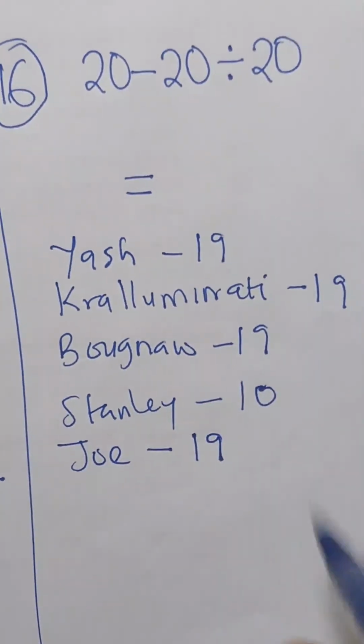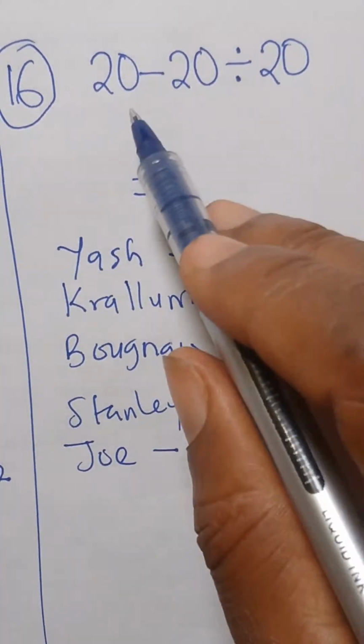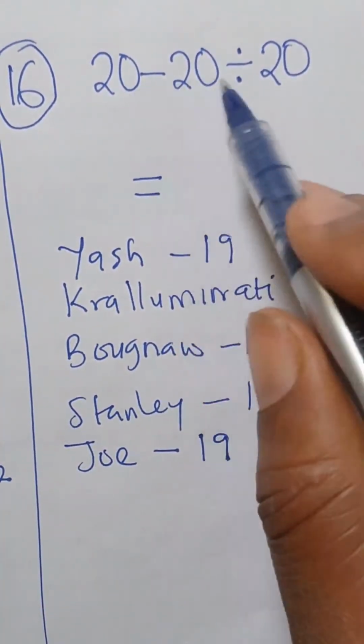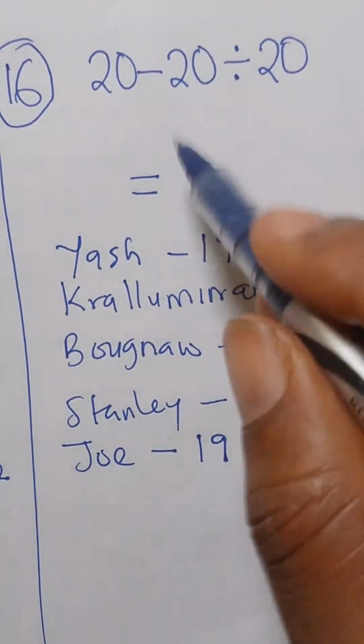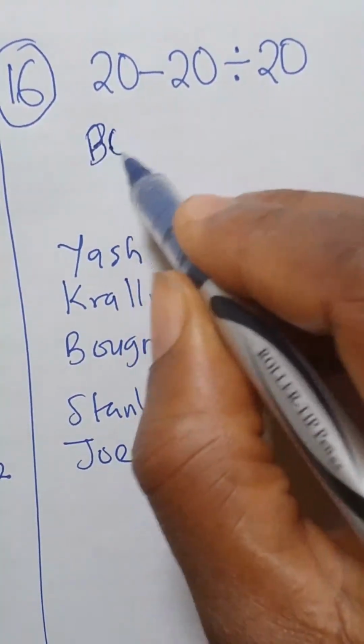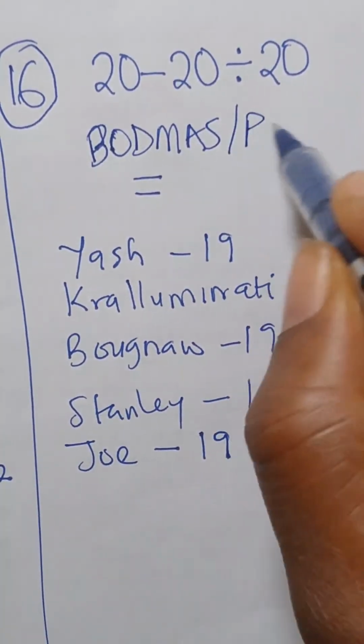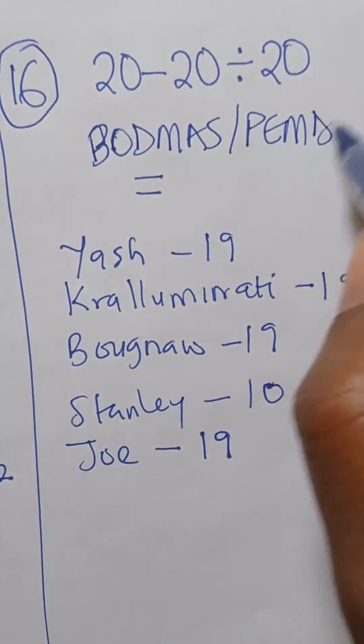Let's quickly solve this. This question is one of the easiest questions you can solve. Now look at this question. We have division and subtraction. Then we apply BODMAS, or PEMDAS.